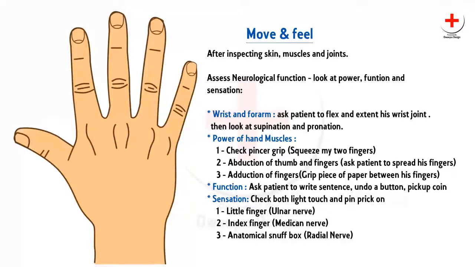This allows you to check pincer grip. Then ask the patient to spread his fingers, so you can assess abduction of thumb and fingers. Adduction of fingers is checked by gripping a piece of paper between his fingers. Function of the hand is examined by asking your patient to write a sentence, undo a button, or pick up a coin. While checking sensation, check both light touch and pinprick on the little finger, which is supplied by ulnar nerve, the index finger, so you can check median nerve, and lastly the anatomical snuff box, which assesses radial nerve.